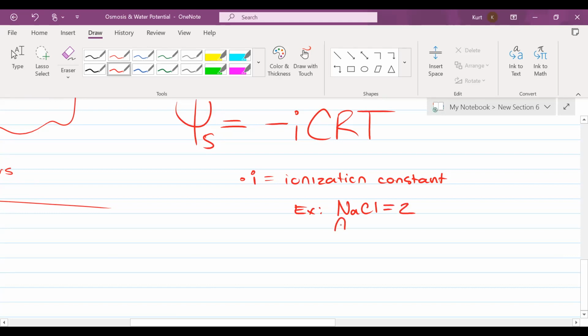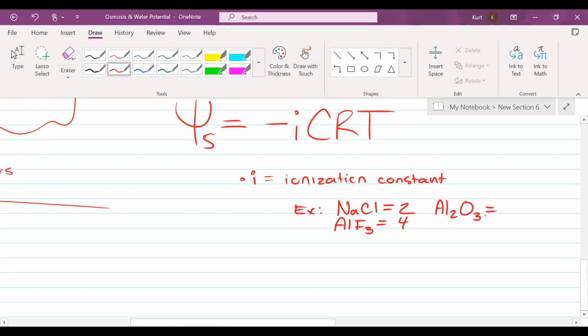What if I put aluminum fluoride in the water? What is its ionization constant? How many total ions are there? How many aluminums? How many fluorides? 1 plus 3 is 4. Good. Okay. What if I put aluminum oxide? What is that compound's ionization constant?